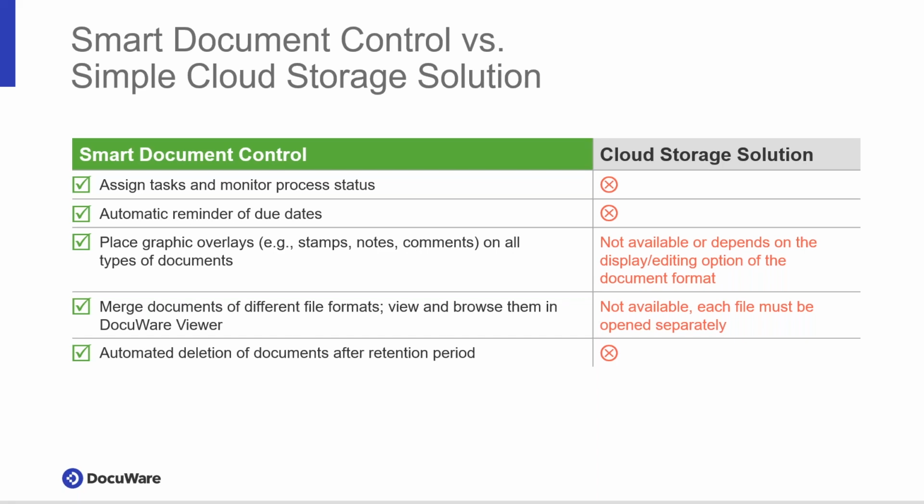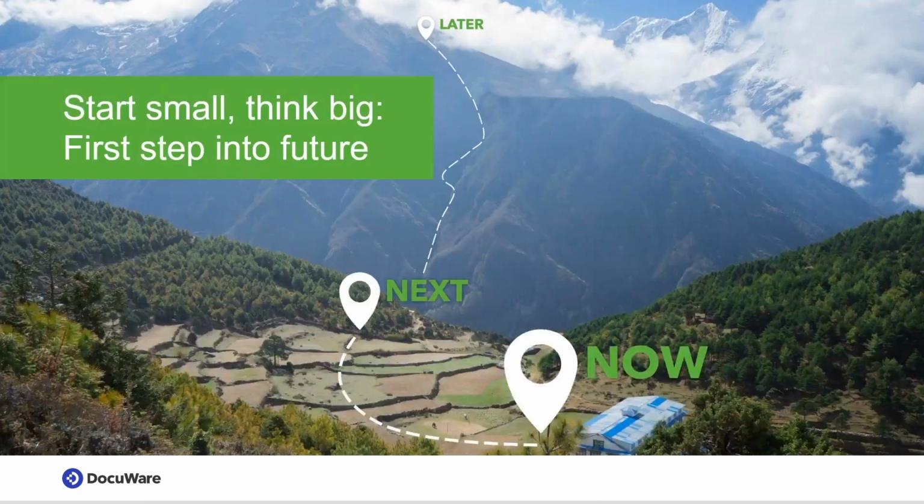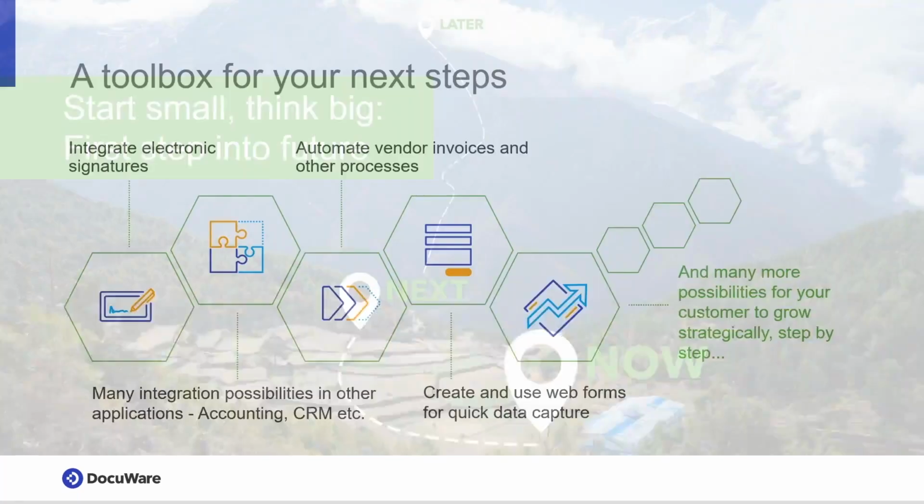So our big ethos for smart document control, and this is part of the reason for this webinar, how we're presenting it and putting it forward to you, and you'll see that in the demonstration itself, is to start small but think big. So we're talking about what we can achieve now with smart document control, and then building that relationship with the customer. This is what we would do next, and then later on down the line, the options are limitless in regards to what you can provide for those people. So sort of a toolbox for your next steps.